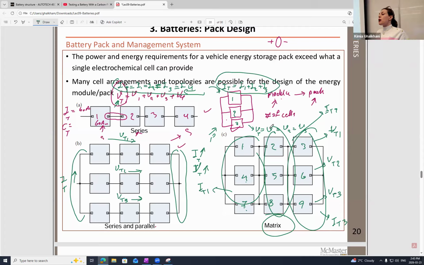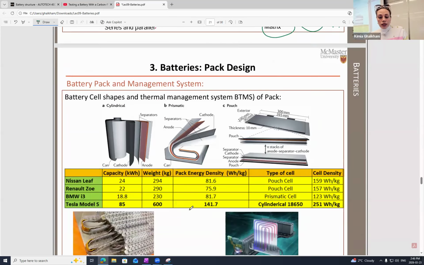Is everybody clear so far about the different types of connection that we may be able to use in order to design our customized pack for any application? Here we are focused more on automotive, but it could be done for any application in which you need to create a battery pack to power the system.